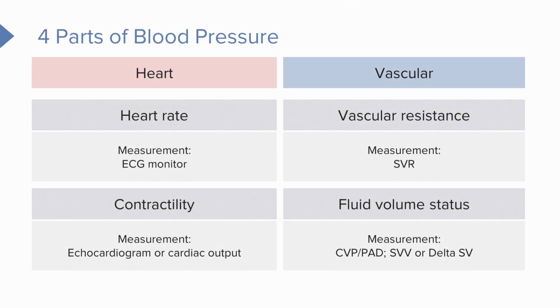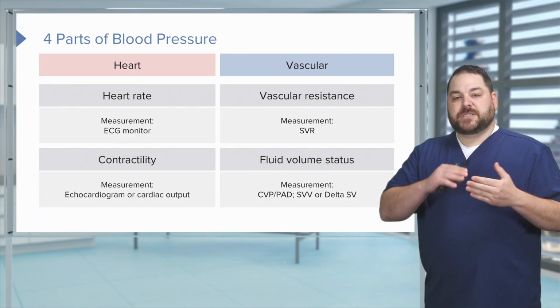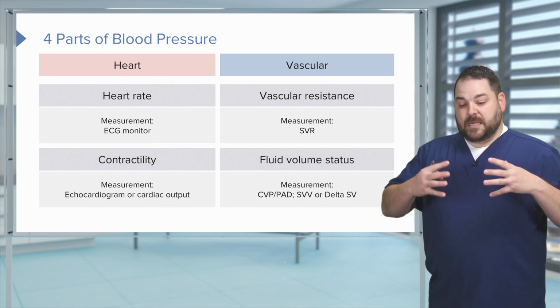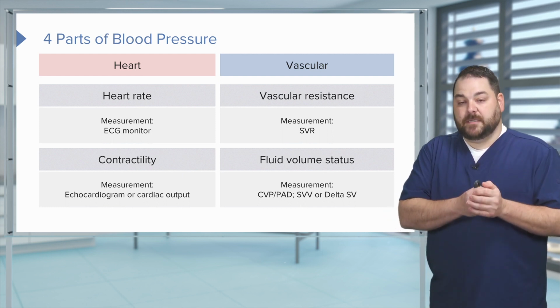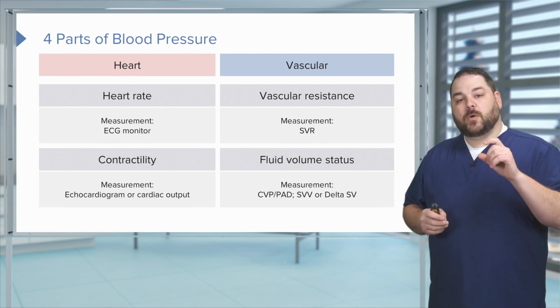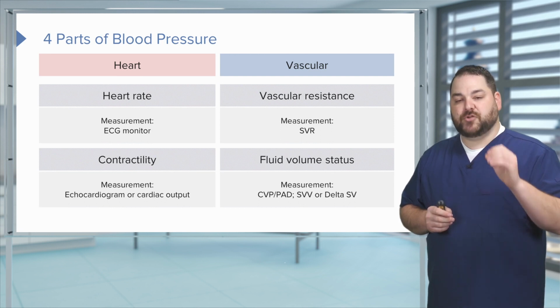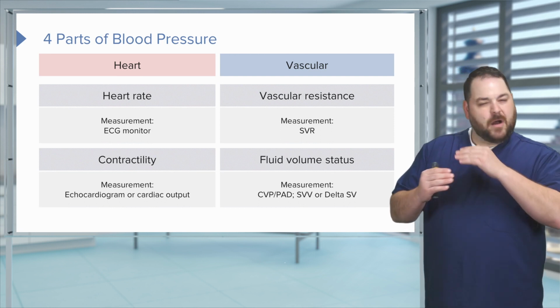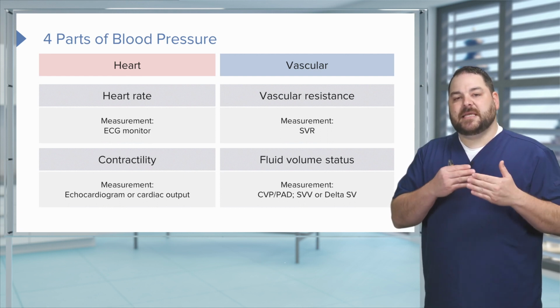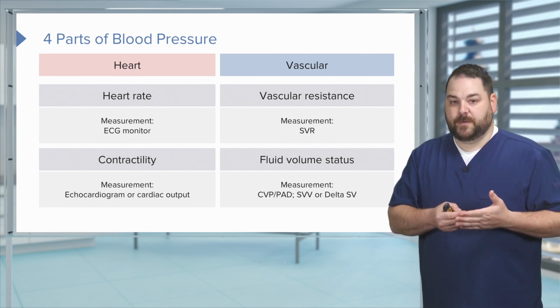We can also use what's called your stroke volume variance or your delta stroke volume. Let me talk about these a little bit more in depth. Stroke volume variance is just the change in the stroke volume from beat to beat. Okay, so let's say we have a stroke volume of 80 mLs, and then the next beat 72 mLs, and then the next beat 85 mLs. So it's going to measure the percentage of change. We want it under about 13%. If it's above 13%, that's an indication that we do not have enough fluid, right?